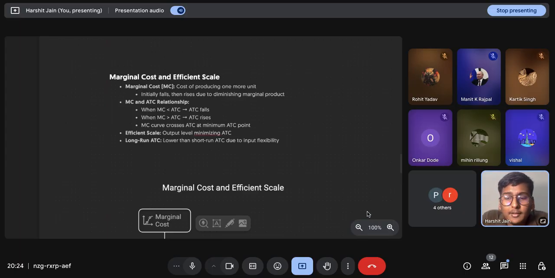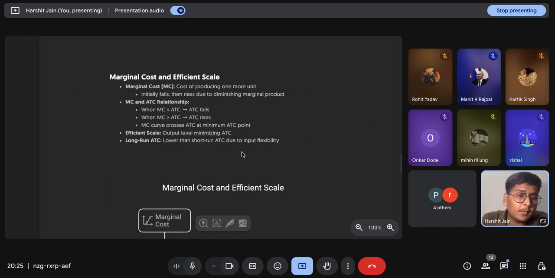Marginal cost initially falls as production becomes more efficient, then rises due to diminishing returns. The relation with average total cost is key. When marginal cost is less than average total cost, then average total cost is falling. When marginal cost is greater than average total cost, then average total cost is rising.